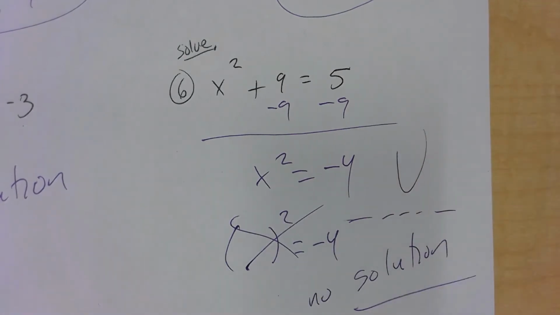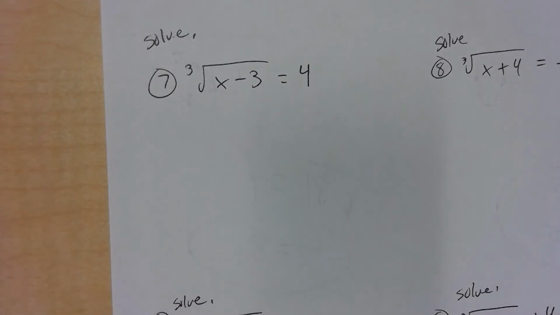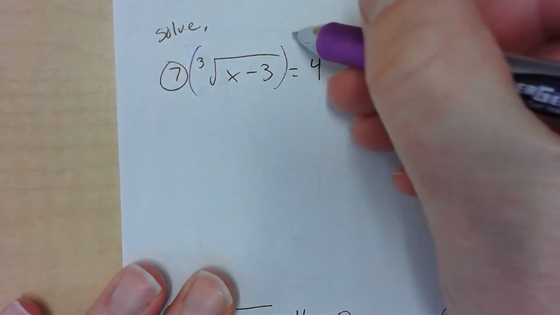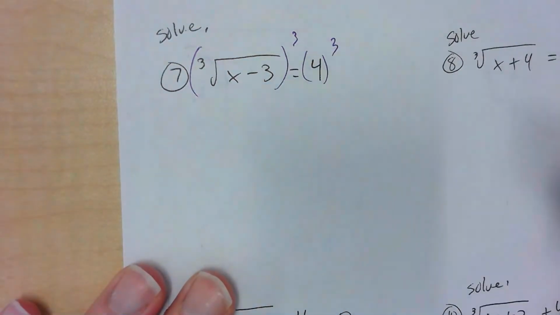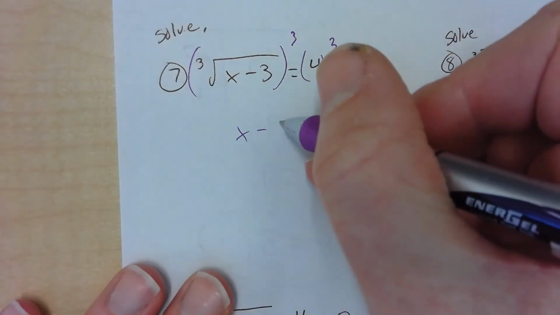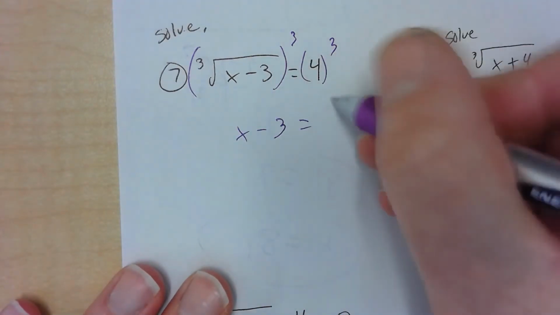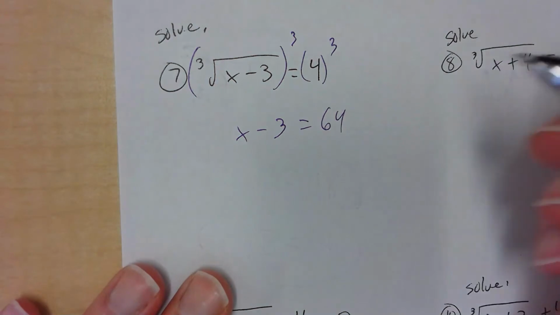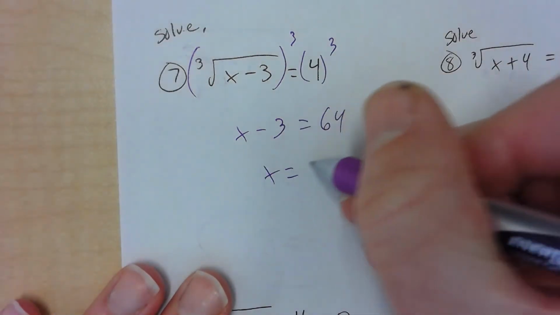This one here. Okay, now I'm doing cubes, roots, so I'm going to cube it. So I cube each side. Here I just have one solution to it. Again, this has to do with the graph, so it's x minus 3 is equal to 4 times 4 times 4, which is 64. Add the 3 over, x is equal to 67.